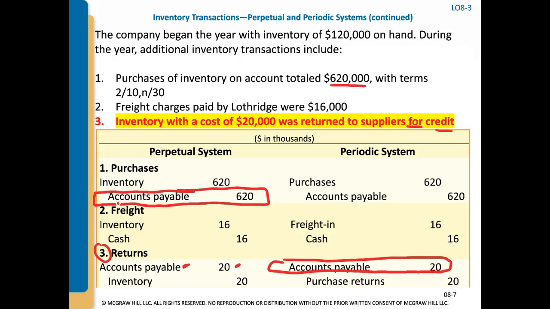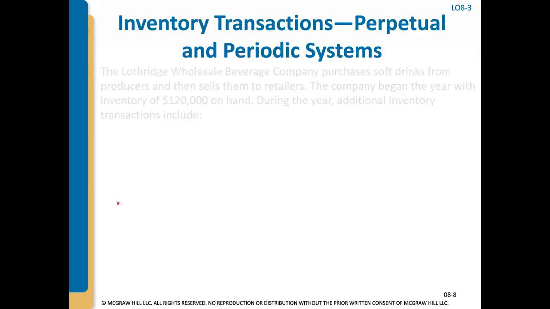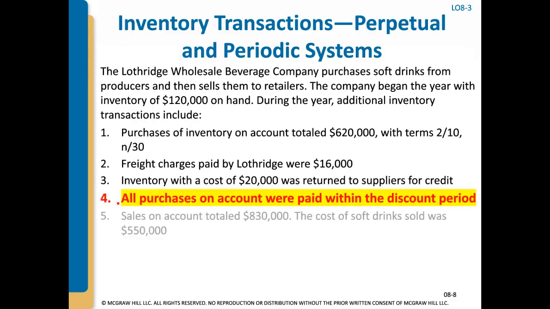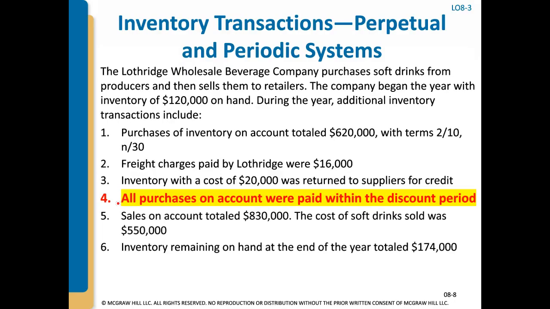And so under the perpetual, here I'm going to credit my inventory because I had debited my inventory originally. And under the periodic, I'm going to credit this temporary account called purchase returns, which just reduces the purchases and therefore reduces inventory. And then number 4 is all purchases on account were paid within the discount period. So remember the discount period was 2% if it was paid within 10 days.